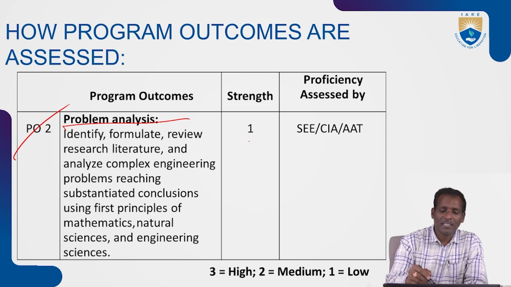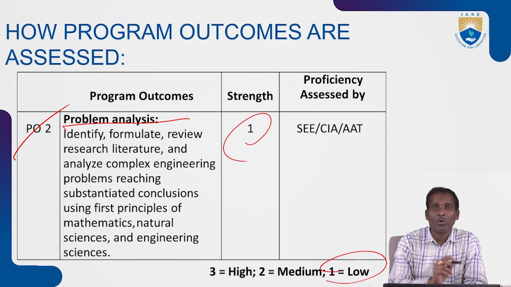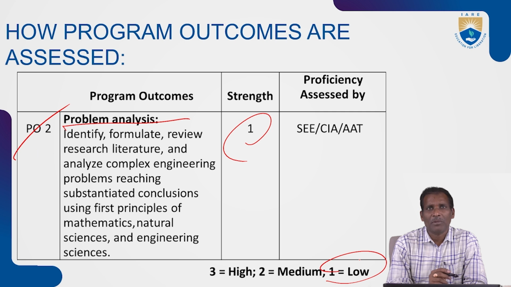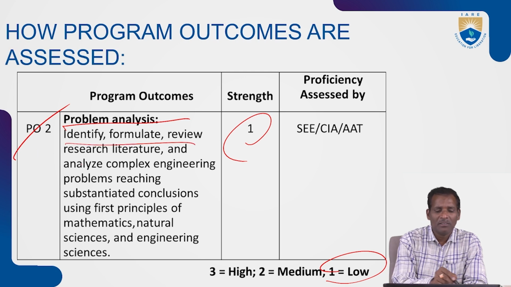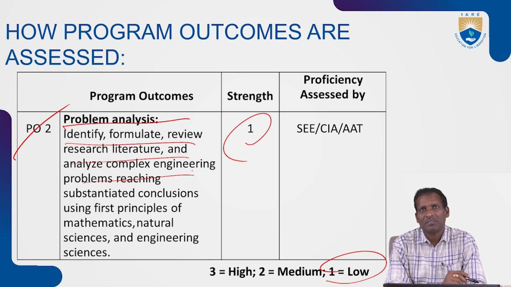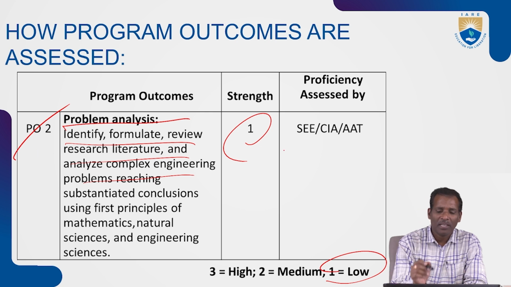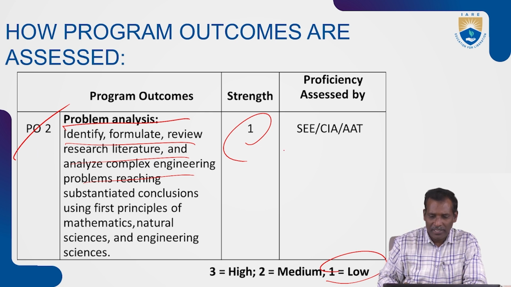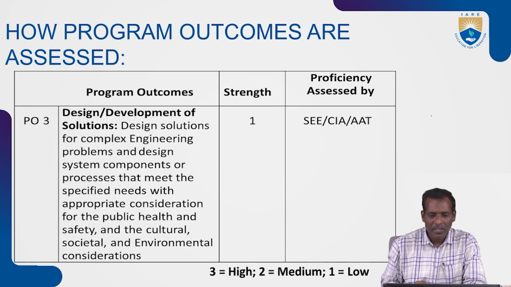The strength is 1, so that is very low. Why? Because it is to identify, formulate, review research literature and analyze complex engineering problems. Clear? Here we are not doing any research. So for this outcome, less importance is mentioned, that is 1, and the assessment methods are the same.